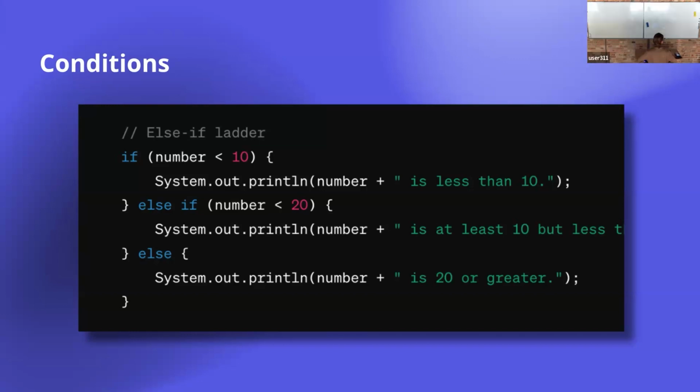So the first statement checks if the variable number is less than 10. If it is, it prints that the number is less than 10. But if that statement is false, it goes to the else if, which checks if the number variable is less than 20. And again, if this is true, it prints that this is at least 10 but less than 20. And after that, we've got an else statement, and it executes if none of the above statements are true, and it says that the number is 20 or greater. Yeah, that's it. You're absolutely right. Thank you.